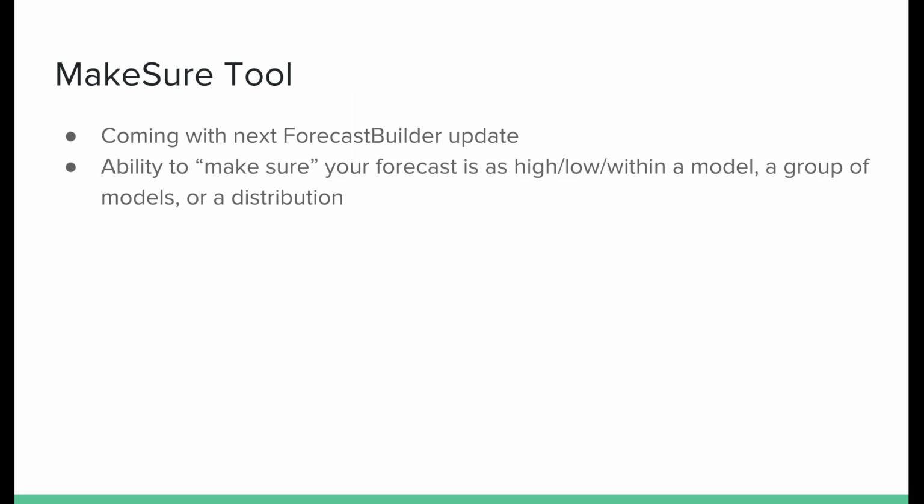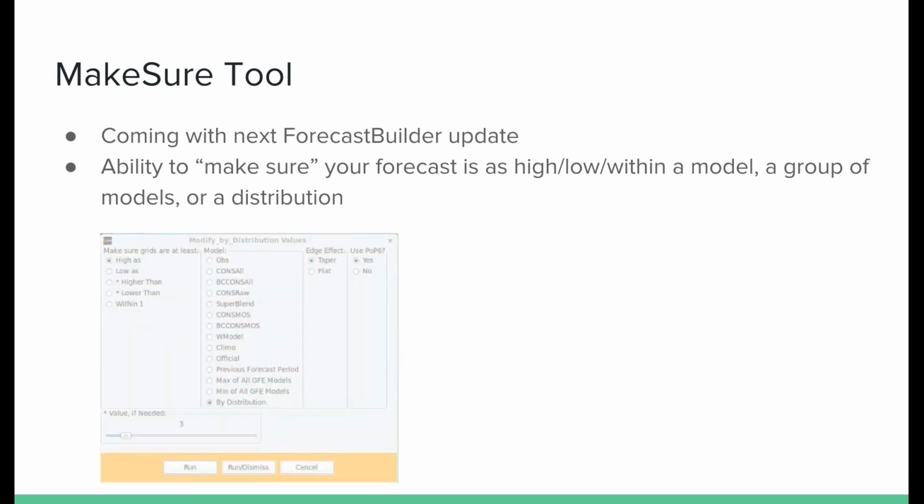Something that corresponds more with some of the projects being worked on is this tool called Make Sure. This will probably come in the next ForecastBuilder release. The ability to basically, quote unquote, make sure your forecast is as high or as low as, or within a model, a group of models, or a distribution. So a little statistical analysis comes into play if you want to compare your forecast with a bunch of models.